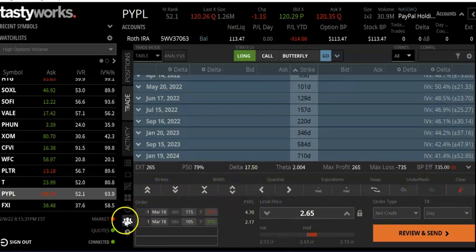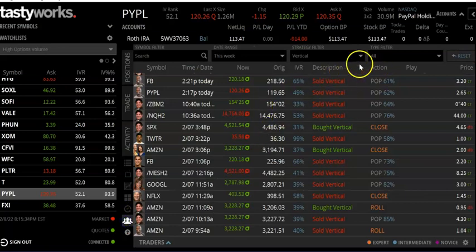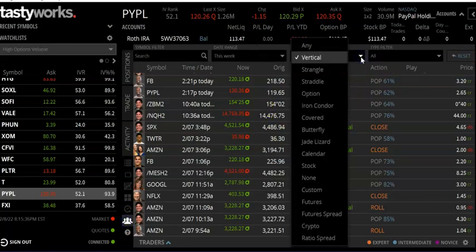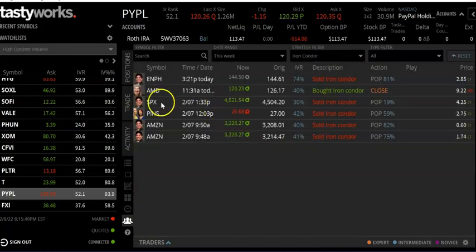Let's say, for example, I want only iron condors. Go to iron condor, and you can see all the iron condor trades they have taken. Pop is basically, after he's taking the trade, how much it has gone up. Pop percentage. So let's say this one. Let's say a short strangle, 275 credit.